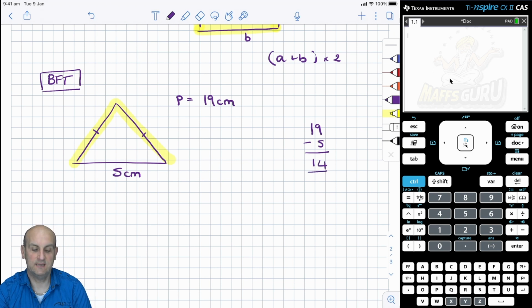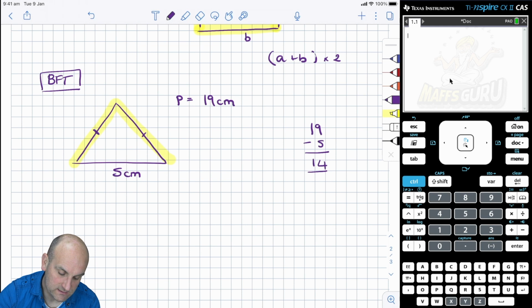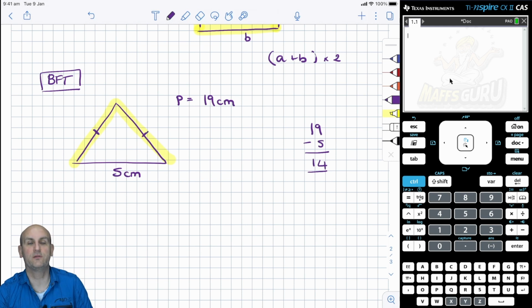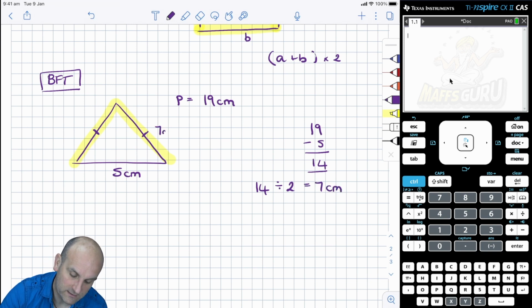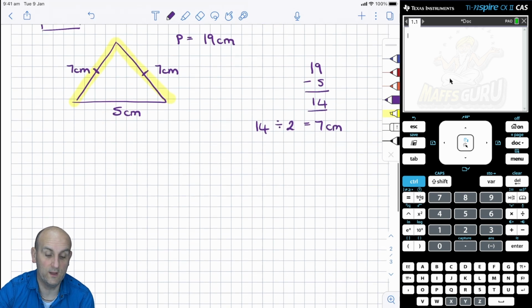Now, how is that going to help me? Well, because these little marks tell me that the sides are the same length, that means that therefore that 14 is shared equally between those two sides there. So if I do 14 divided by 2, that will give me 7 centimeters. And so each of those sides there are given as 7 centimeters. Now that's one way of doing this.